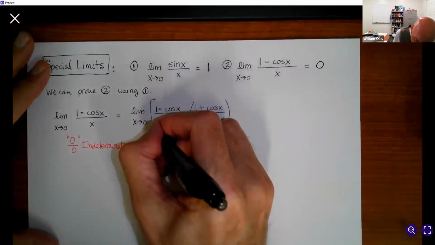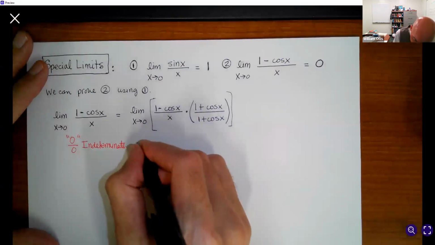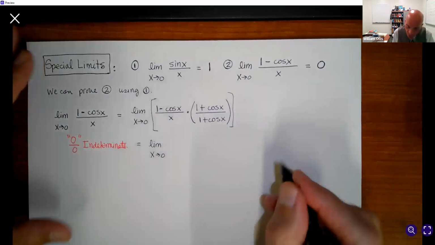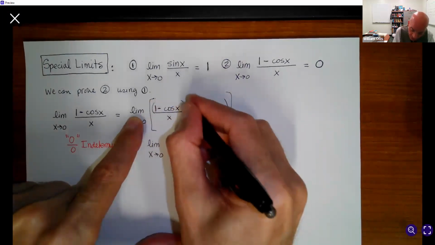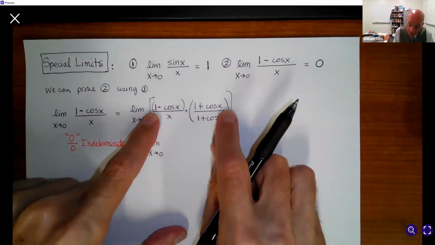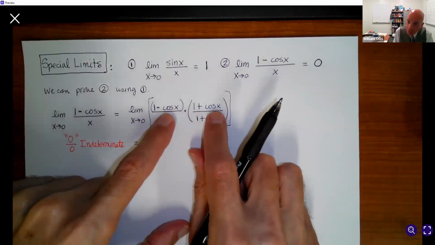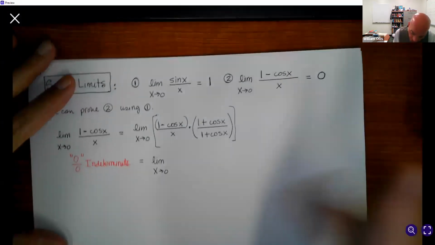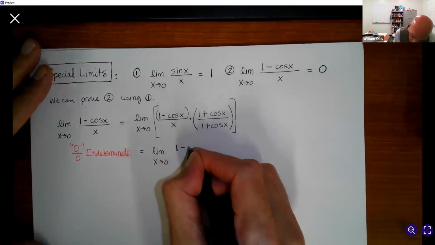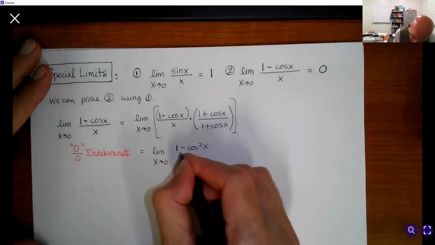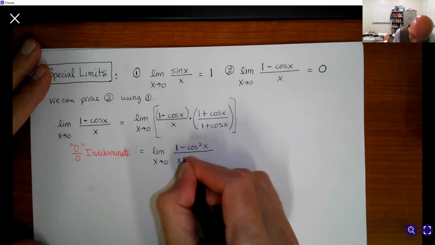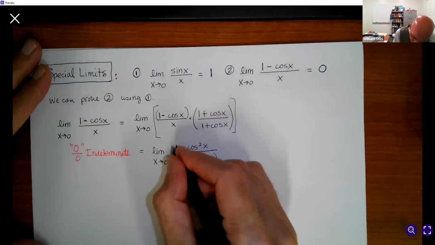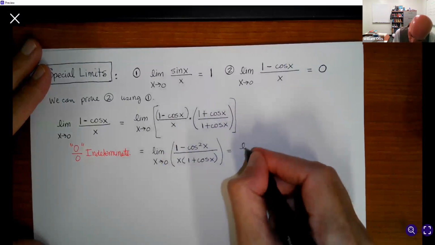So now we're looking at the limit of this object. Now we can use some of our basic trigonometry. So notice, of course, upstairs, we just have a difference of two squares. So this is just going to be what? 1 minus cosine squared. The outer and inner terms by the distributive law absorb. So this gives us 1 minus cosine squared x, very simple. And then we have x times (1 plus cosine x). Again, just using simple trigonometry.